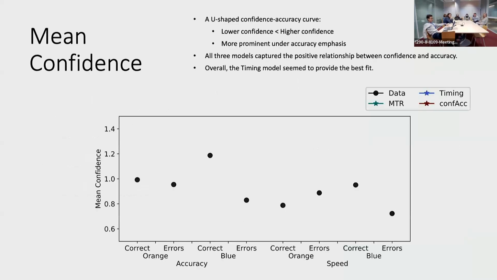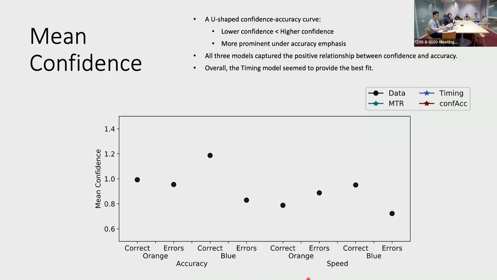So let's take a look at how the models capture the mean confidence level in different conditions, as that's what possibly distinguishes the timing model from the others. Again, the black dots here represent the data. They separated responses into 3 levels: accuracy or speed condition, flashing grids with more orange or blue proportions, and also correct and error responses. On average, the confidence level was slightly lower in the speed condition.